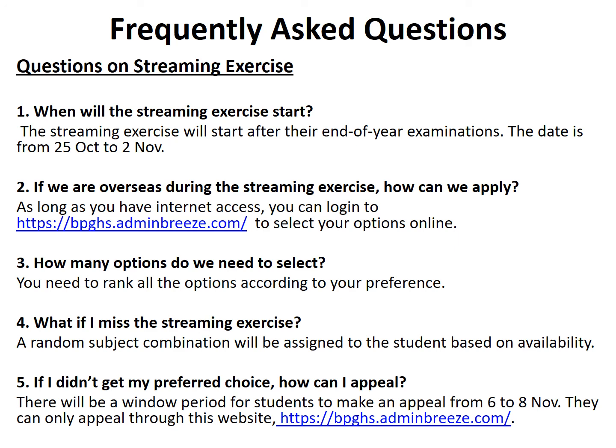How many options do we need to select? You will need to rank all the options according to your preference. And what happens if you miss a streaming exercise? A random subject combination will be assigned to you based on availability. If you're not able to get your preferred choice, there is a window period for you to appeal, which is from 6 to 8 November. You can only appeal through this website. Please do not write to your teachers or the school leaders.